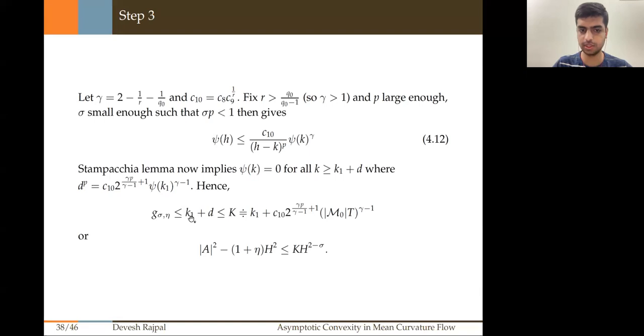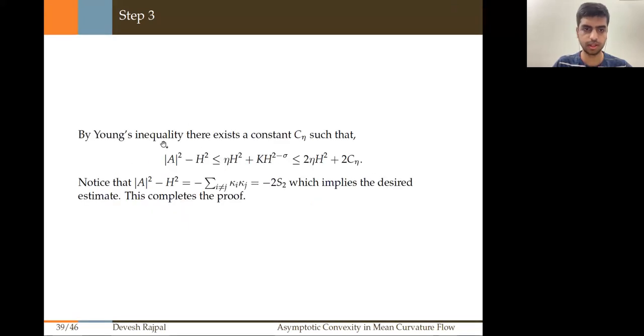So G is less than or equal to a certain constant. And again, that G was equal to |A|² − 1 + ηH², less than or equal to K H^(2−σ). And we saw that this estimate implied the convexity estimates we were hoping for. We can trade H^(2−σ) for a constant with this.